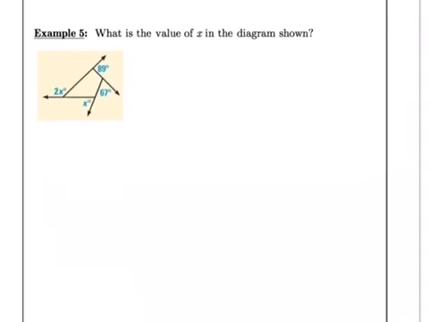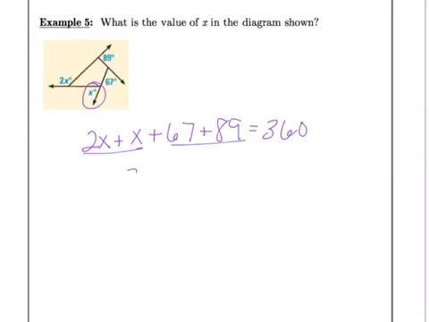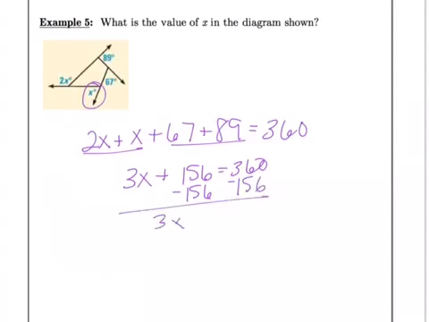Our example of this would be find the value of x. So we need to find this value here. And I know that the sum of the exteriors equals 360, so I would say 2x plus 67 plus 89 has to equal 360. Combine my like terms, so I have 3x plus 156 equals 360. Subtract my 156. So 3x equals 204. If I divide by 3, x equals 68.